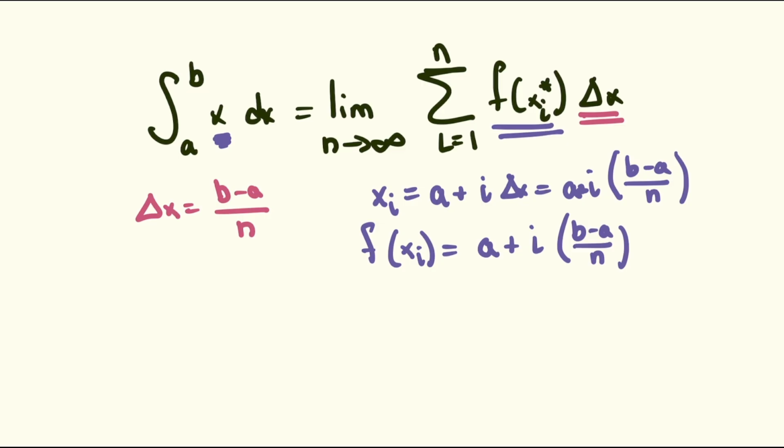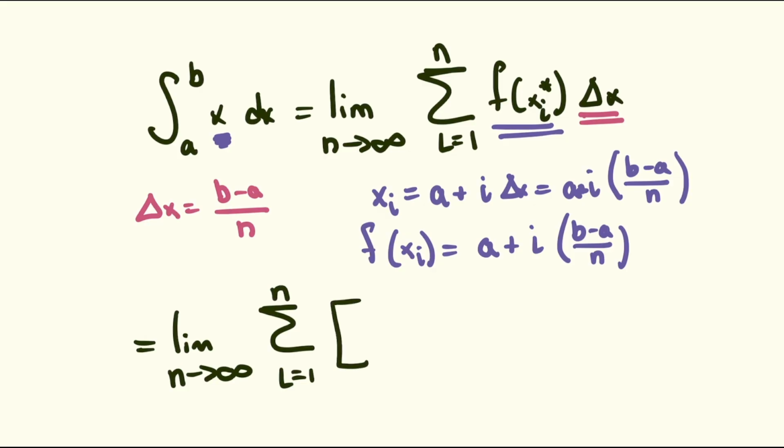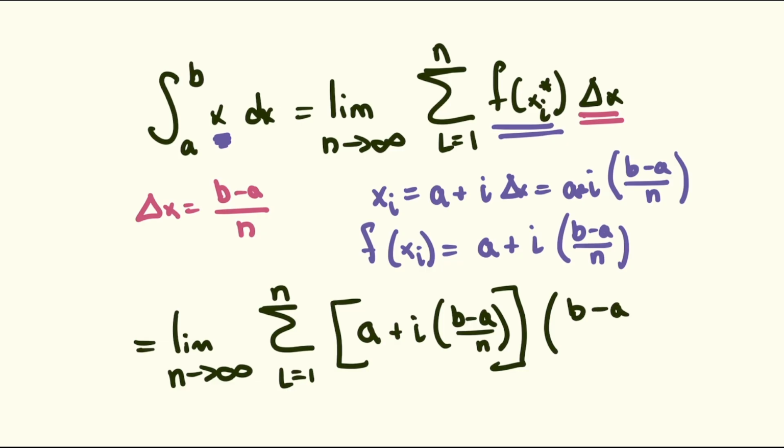All right, so this tells us that we are looking at the limit as n goes to infinity of the summation i equals 1 to n, and we're going to pop in our a plus i times (b minus a) over n, and then instead of change of x, we're going to pop in (b minus a) over n on the outside. All right, so that is the basic setup of what we're looking at.